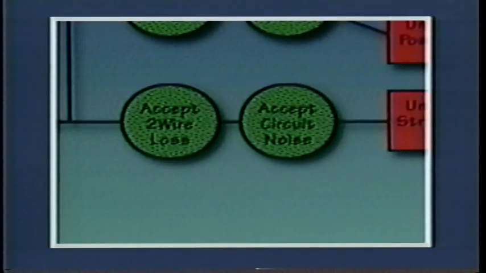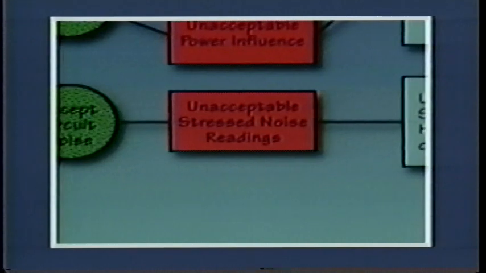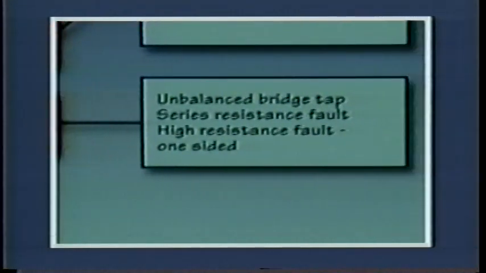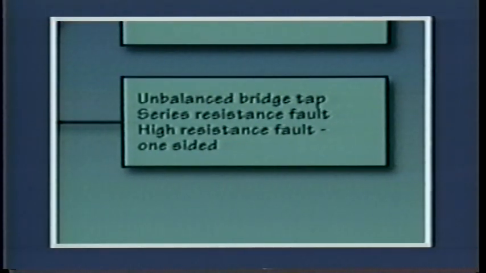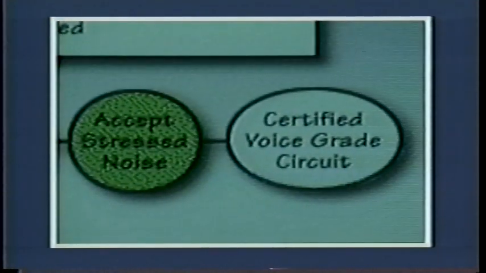Another situation is to have good 2-wire loss and circuit noise readings, but have an unacceptable stressed noise reading. When you have this condition, check for an unbalanced bridge tap, series resistance fault, or a one-sided high resistance fault. When all tests pass, you can inform the customer that the circuit can be certified as a voice grade circuit.